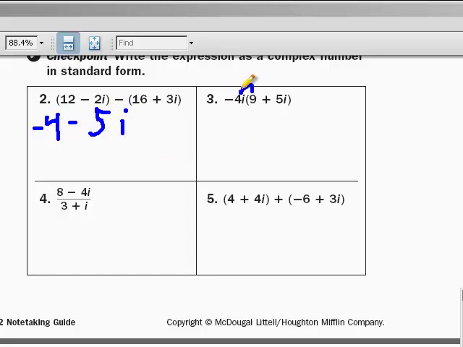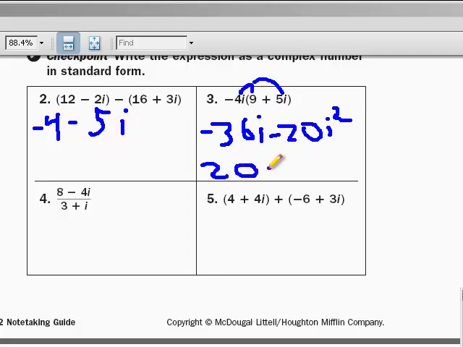This one, whoop, whoop. Can I get a whoop, whoop? Negative 36i minus 20i squared. Well, i squared is negative 1 here, so that ends up being a positive 20 minus 36i. Pretty tough one. Give yourself a pat on the back if you got that one right.